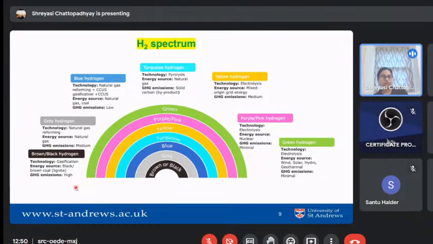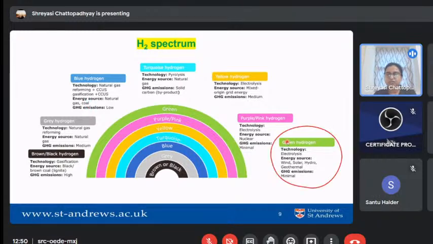But during production of this hydrogen, it can emit a huge amount of greenhouse gas, which is not good for our environment. That's why it's categorized as black or brown hydrogen. And depending on this greenhouse gas emission level, it is divided into colors.